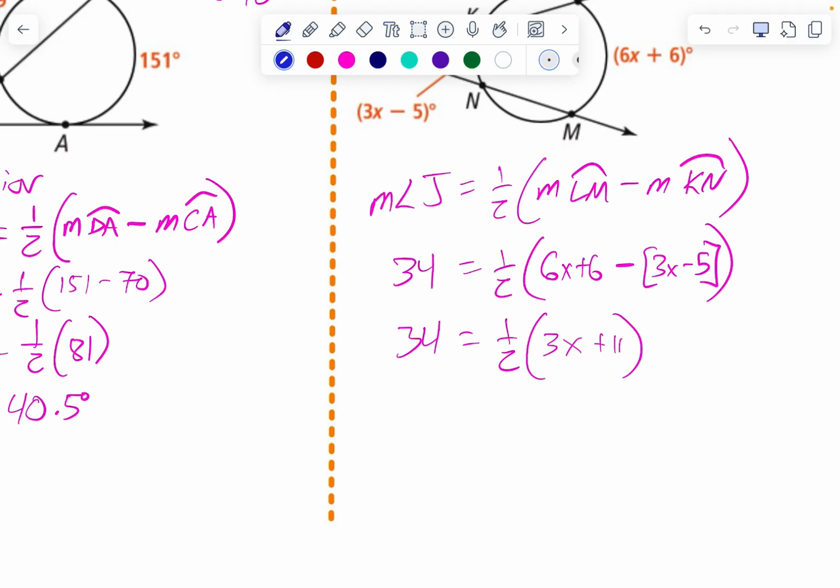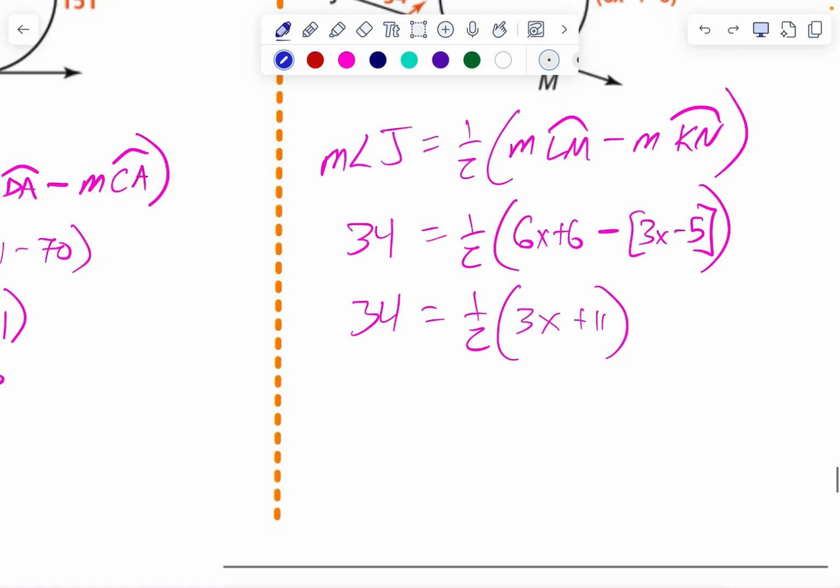I mean, you can. You'd get 3 halves x plus 11 halves. Probably most people don't want to do it that way. You can though. It's not a wrong step. So you guys get in the habit of looking for ways to make math better, not just done. Which means, how do we get rid of the half without distributing it?